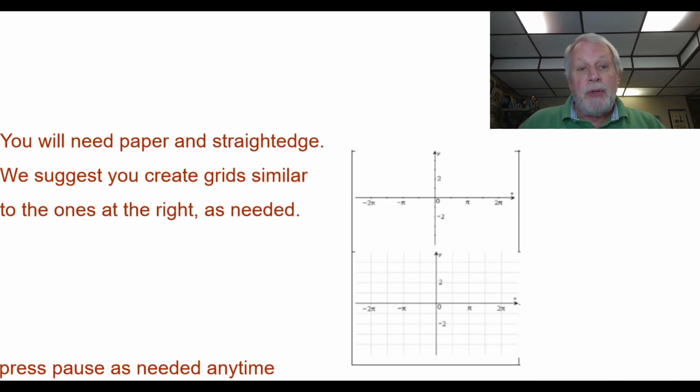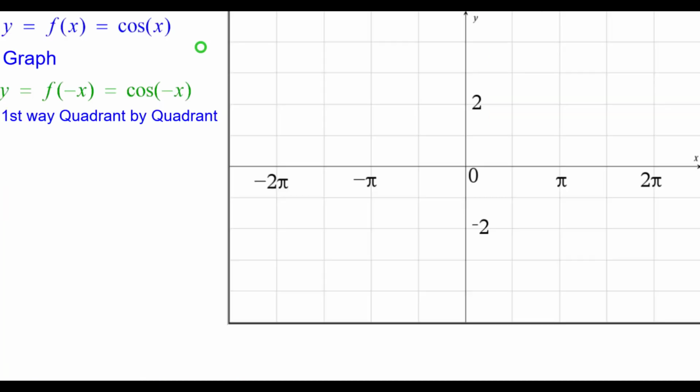You will need paper and a straight edge, and we suggest you create grids similar to the ones at the right as needed. Press pause as needed anytime during this video. The first way is quadrant by quadrant.